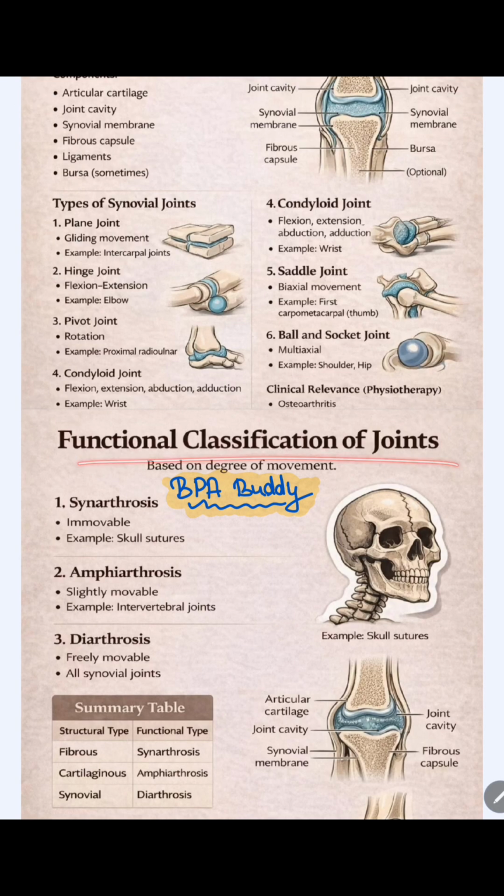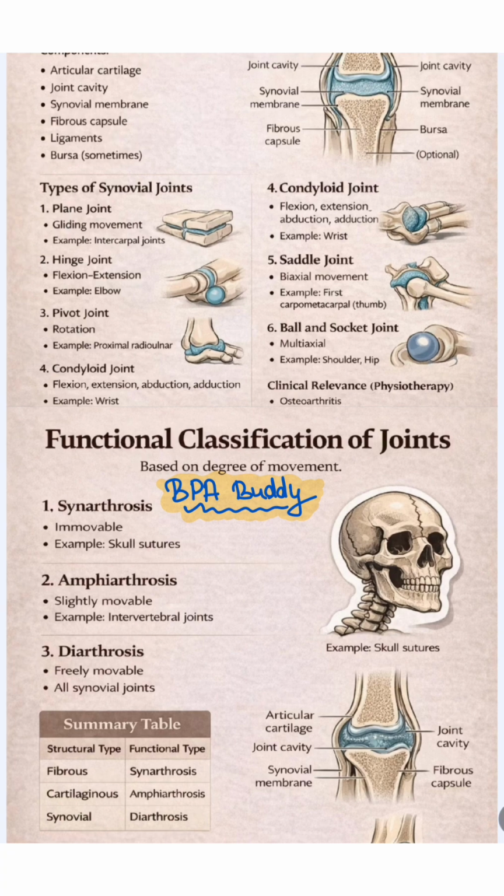Functional classification of joints is based on degree of movement. Synarthrosis is an immovable kind of joint, for example the skull sutures. Amphiarthrosis is a slightly movable kind of joint, for example intervertebral joints. Then comes diarthrosis, freely movable joints, and all kinds of synovial joints come under this.